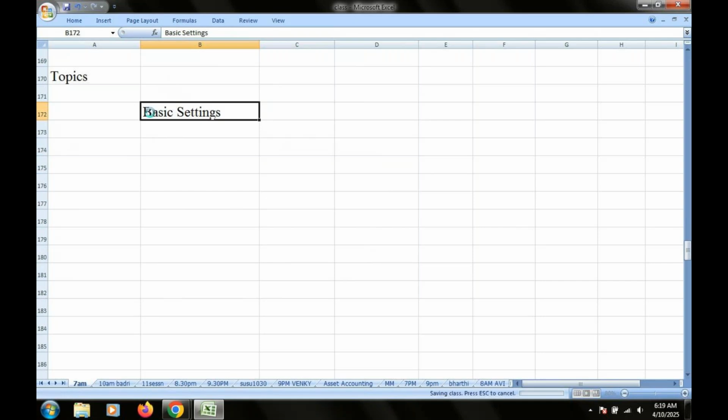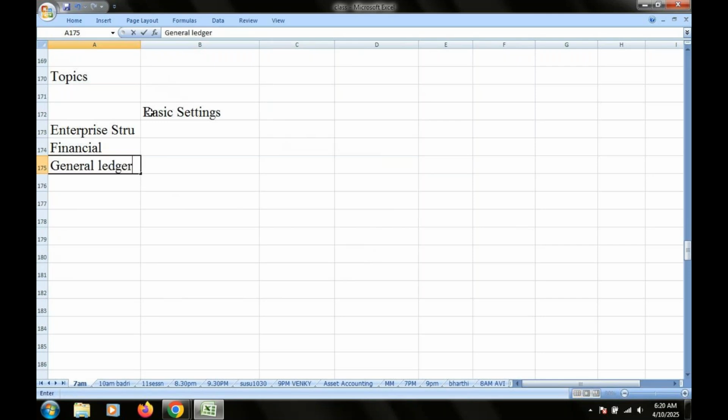In these basic settings, what we are following: first the enterprise structure part, and financial accounting, and here general ledger. So in this enterprise structure, what we are learning here: how to create a company name, how to create a company code, how to create a business area, and how to assign the business area to the company code.